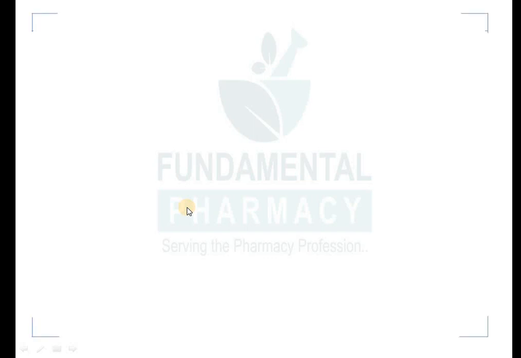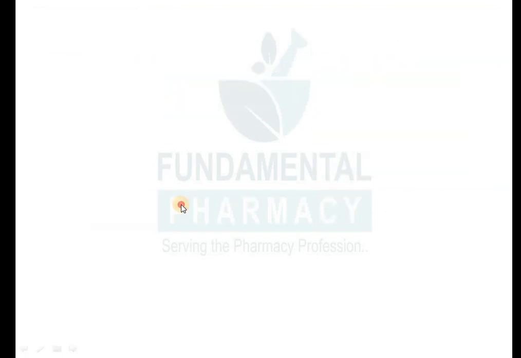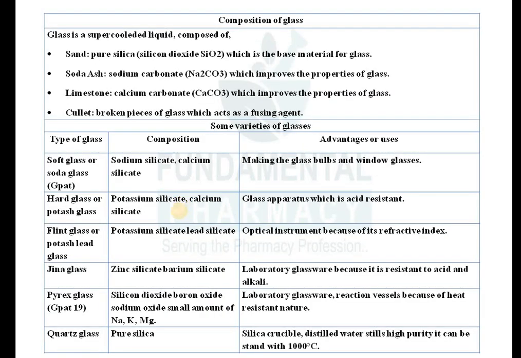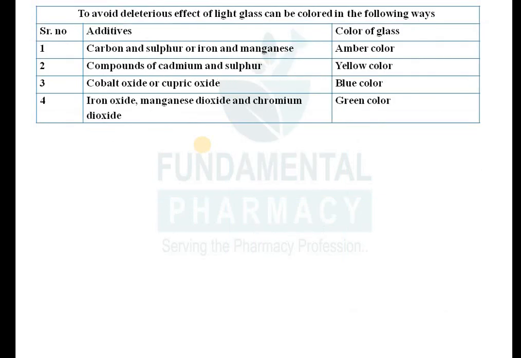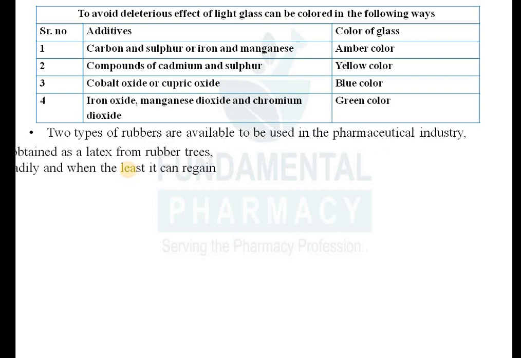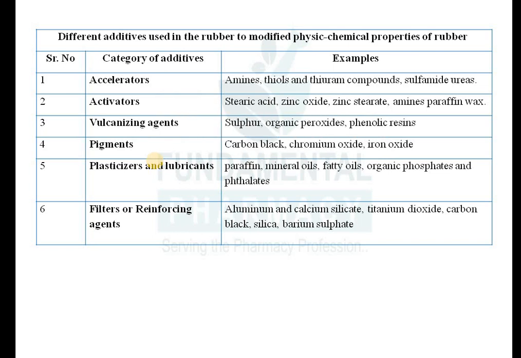We have seen different types of metals like iron. We have seen types of iron. Okay, we have seen steel, different types of steel. We have seen different types of stainless steel. Okay, we have seen the composition of glass and types of glass. We have seen pharmaceutical glasses, types of pharmaceutical glasses, type 1, type 2, type 3, type 4. This chart is also very important. We have seen why there is an addition of color in the glass, what are the different colors, which compound will impart different color to the glass. We have seen that. And we have seen the rubber, types of rubber. Then we have seen the additives used in the rubber.